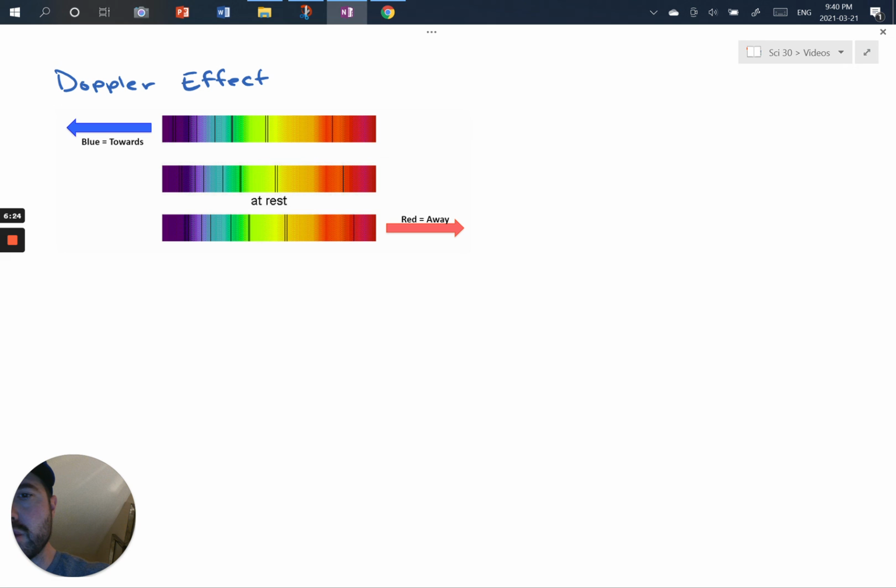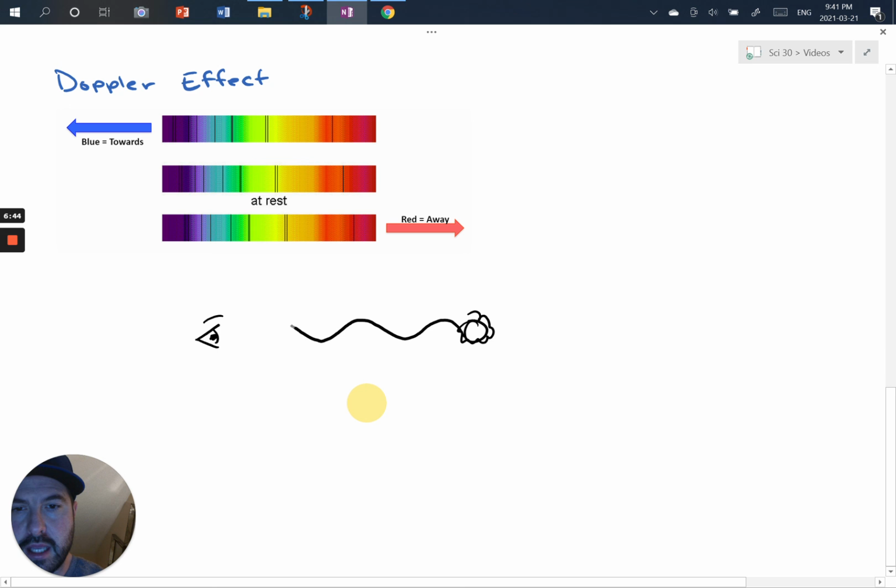Okay, so let me just draw a quick little diagram here. So I have an observer. Here's my eyeball. Okay, and I have an object. So this is a star in space, and this is a stationary object. The light is reaching the observer. This one relative to the observer is still.